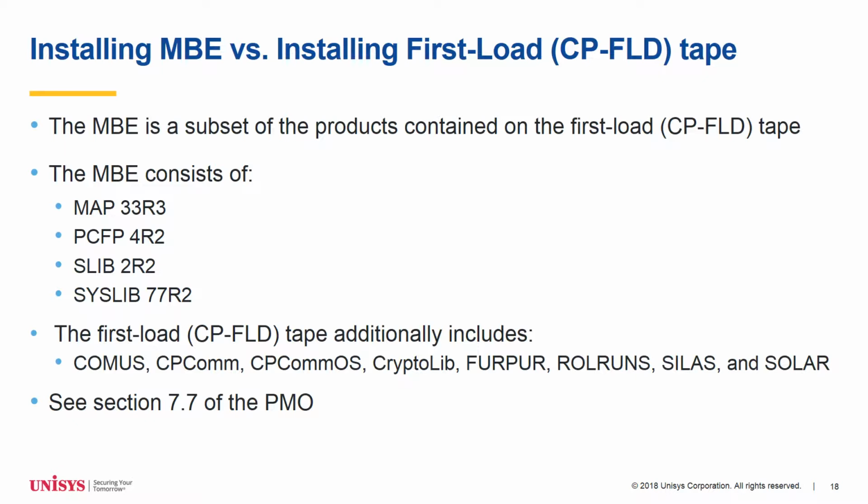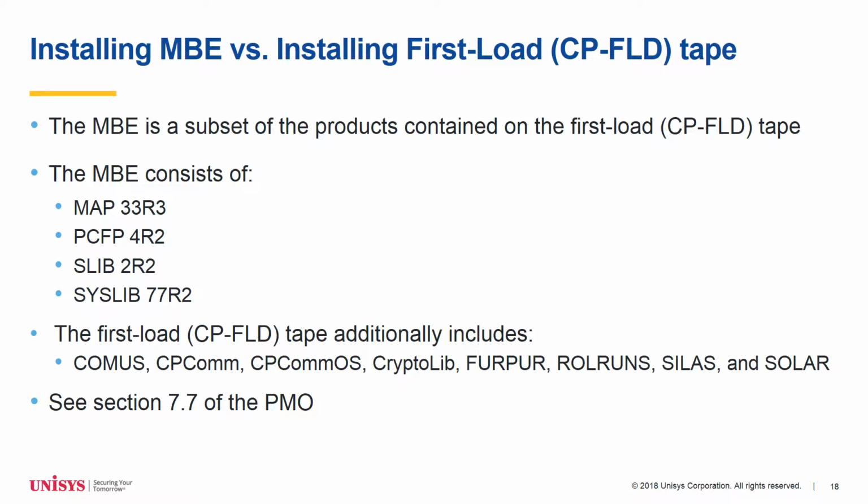One of the earliest steps in the migration sequence presented in the PMO Product Installation Guidelines, Section 7.7, is installing the critical infrastructure products found on the first load tape, also called the CP-FLD tape. For Release 18, the CP-FLD tape contains a total of 12 products, 4 of which are the MBE products. You can choose to install the entire CP-FLD tape from Release 18 on your Release 16 or Release 17 system before beginning any builds for the other Release 18 products. Or you can install just the 4 MBE products first and install the remaining CP-FLD products later. Installing the entire CP-FLD tape does establish the MBE and goes slightly beyond that.